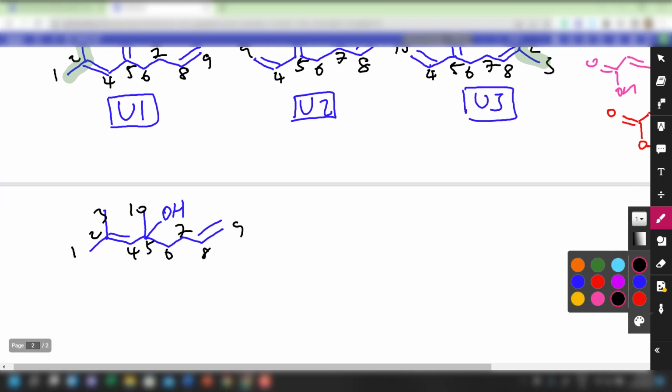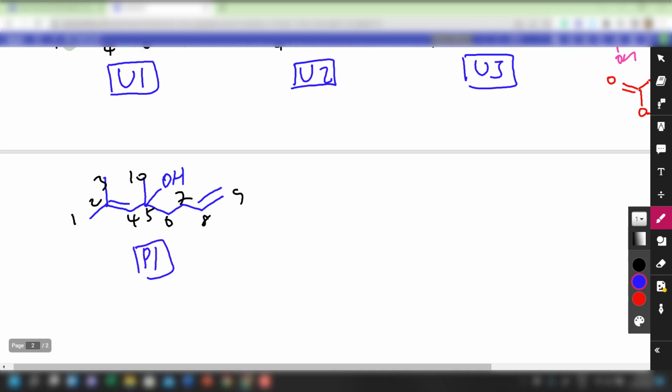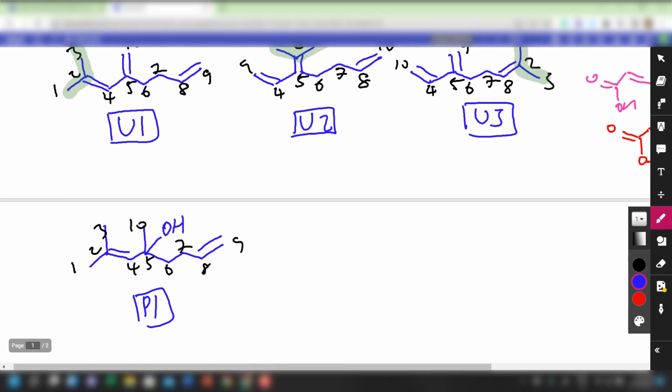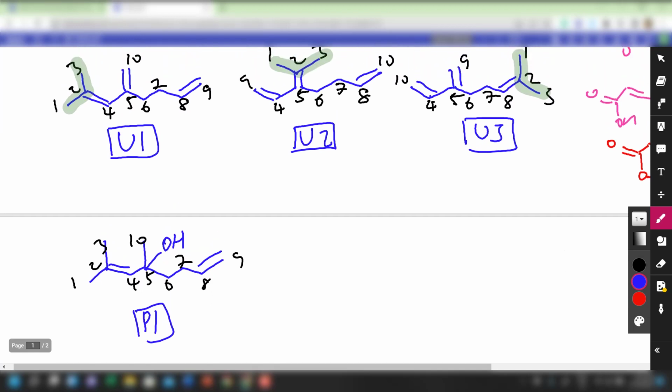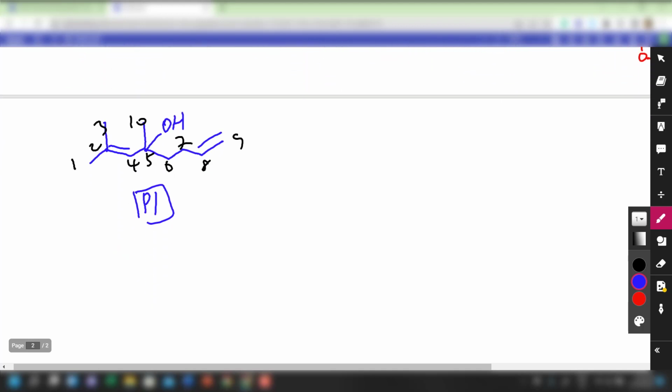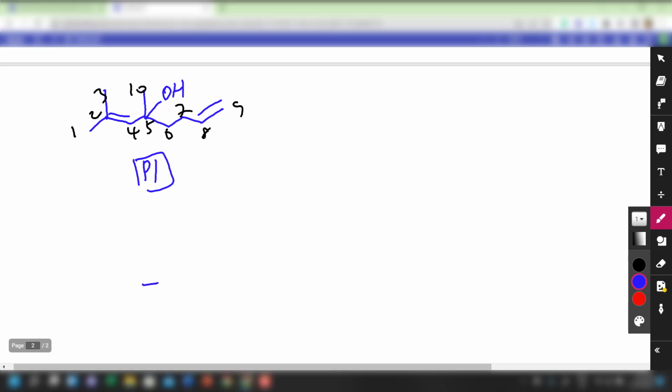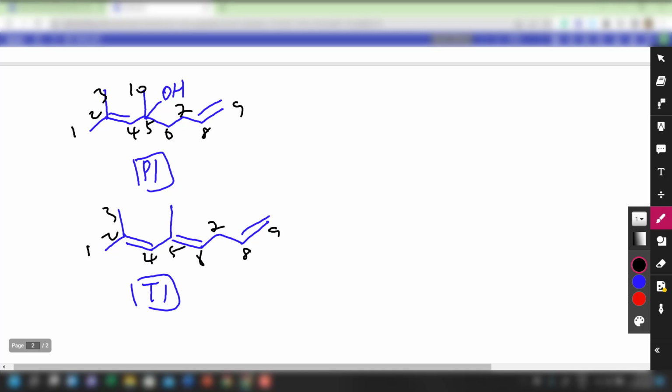So this is a potential structure which is P1. If this is P1, upon dehydration using concentrated sulfuric acid, U1 is one of the products. Then what about T1? Can I draw a T1? I can easily draw a T1, which is like this. Then I'm going to number the carbon: 1, 2, 3, 4, 5, 6, 7, 8, 9, 10.